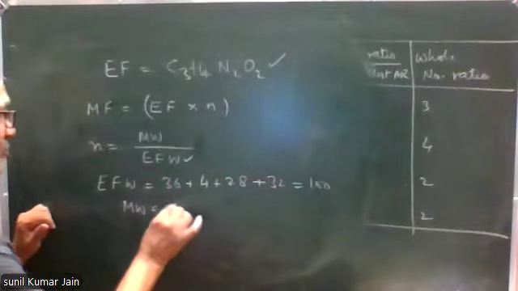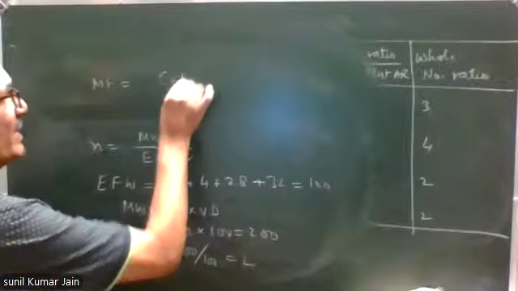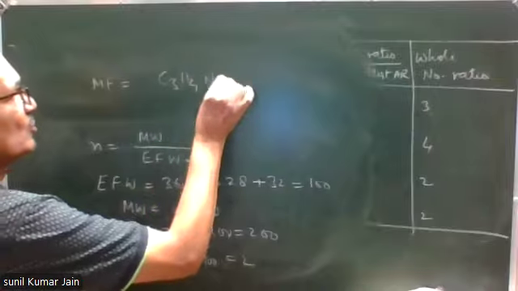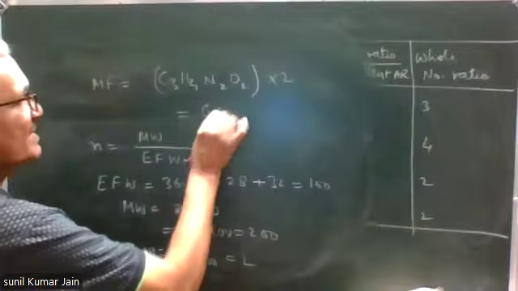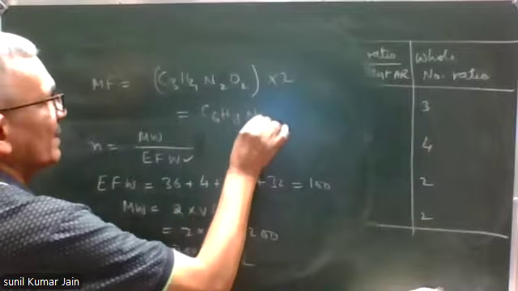So molecular formula will be whatever was the empirical formula, that is C3H4N2O2 multiplied by N, that is 2. This will be C6H8N4O4. This is molecular formula of the compound.